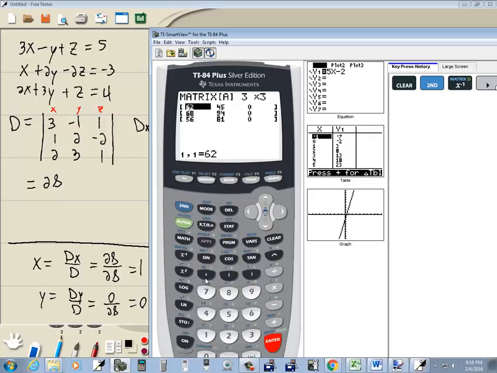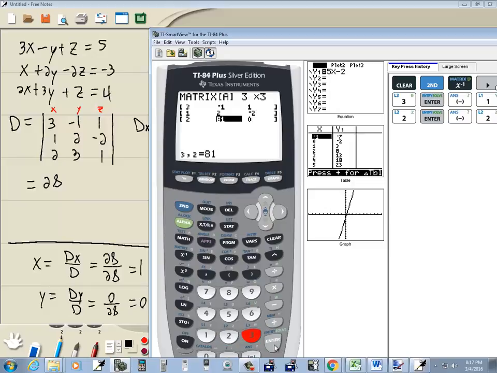And then you type in each one of your numbers, pressing enter after each one. So do 3 enter, -1, enter, 1, enter, 1, enter, 2, enter, -2, enter, 2, enter, 3, enter, 1, enter. Now I'm going to double check my data entry here. Okay, so I'm going to exit out. You do second mode to exit out. Second mode exits, whatever you have in your calculator.